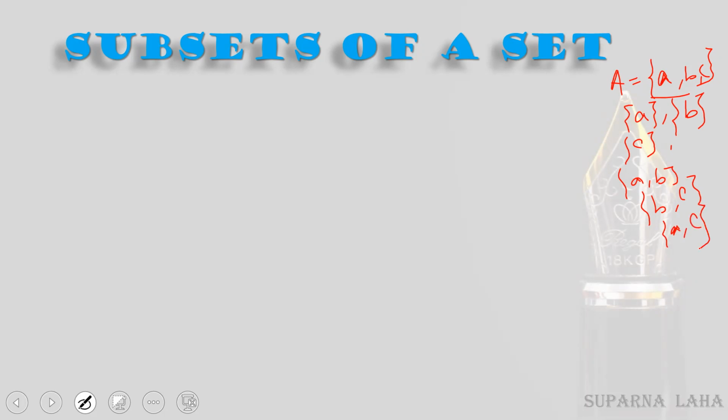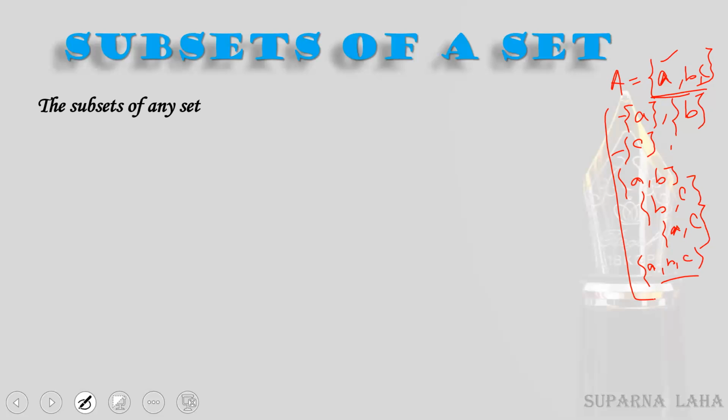Now look at that. All the sets {a}, {b}, {c}, {a, b}, {b, c}, {a, c}, and also {a, b, c}, all these sets belong to this set. All the elements of these sets belong to this set A. That means we can say that all these sets are subsets of A.